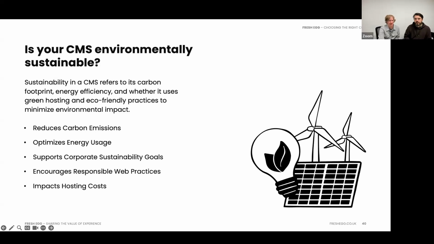So yeah, obviously all of this encourages responsible web practices. If you're engaging with an agency and they're not thinking about sustainability, then if it's important to you, when choosing an agency, let's just make sure this is on their agenda.